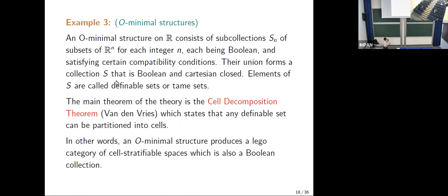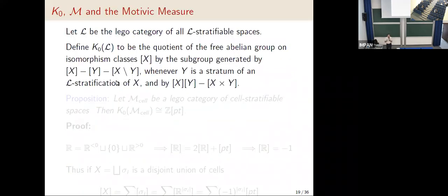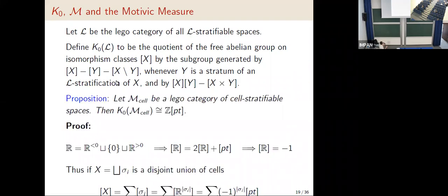So there are these Lego categories where you can assemble things by strata. Now, I changed a little bit my definition of the Grothendieck ring by saying that if I have a Lego category, so I have stratifiable spaces, I have this property every time I remove a stratum. If I have Y in X, I don't necessarily have this property because I don't know if X minus Y is in my space. But if I have Y, a stratum of X, if I remove it, I'm left with another stratum. So I change a little bit my definition of K_0, and I get this.